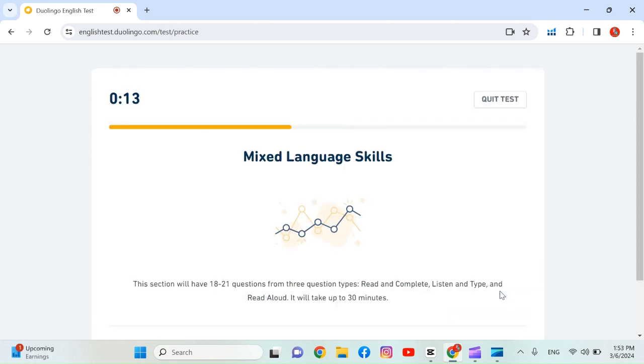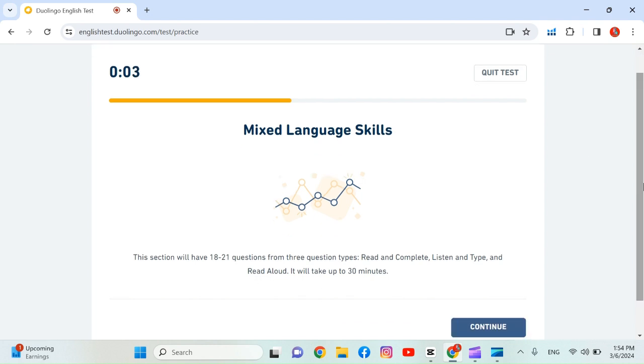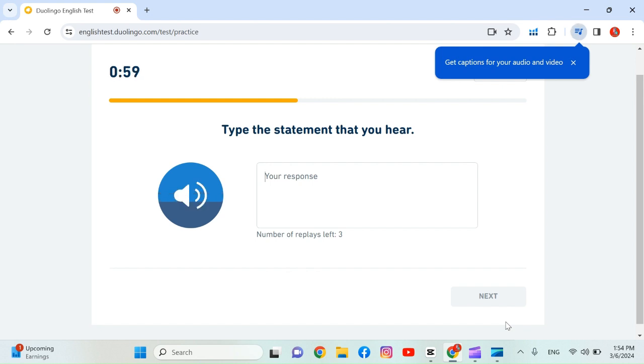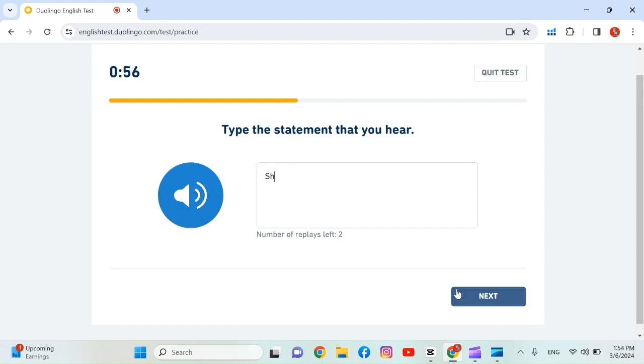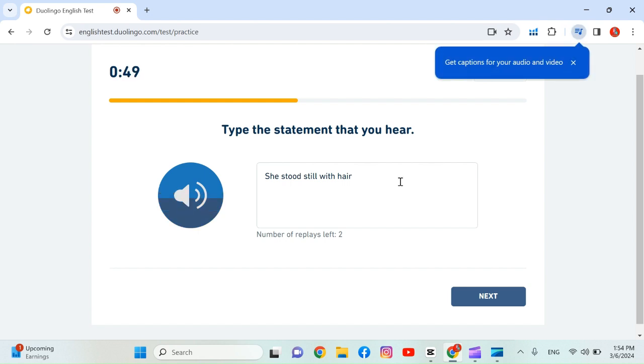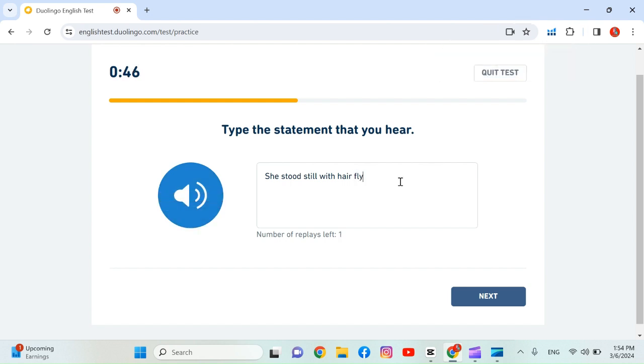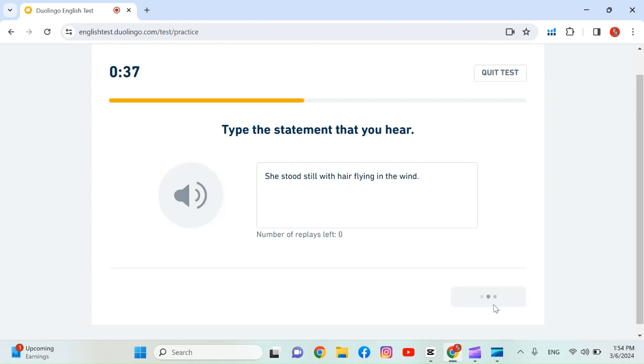Okay, mixed language skills. This section will have 18 to 21 questions from the question types Read and Complete, Listen and Type, and Read Aloud. It will take up to 30 minutes. Oh my god, I can't. She stood still with her hair flying in the wind. Oh my god, this is hard. She stood still with her hair flying in the wind. Next.